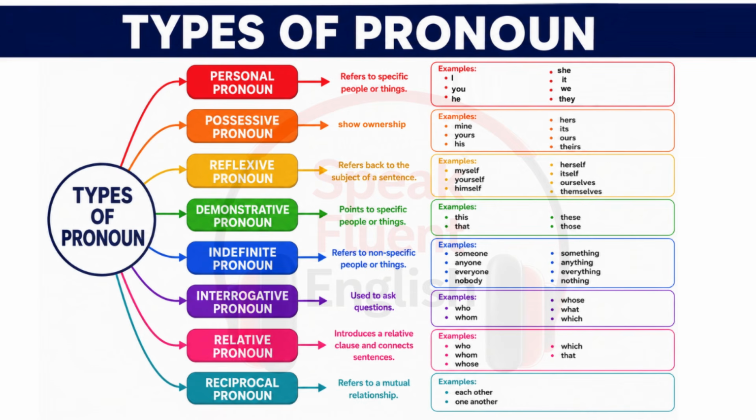First, personal pronouns. These pronouns replace specific people or things. For example, I, you, he, she, it, we, and they. Now let's see simple sentences. I go to school every day. You look very happy today.